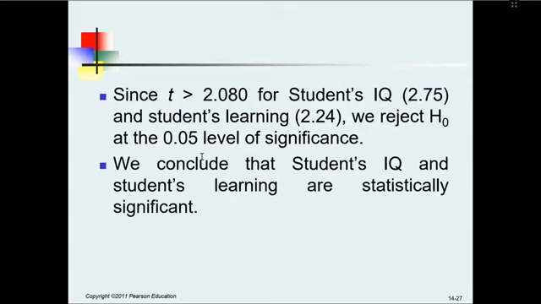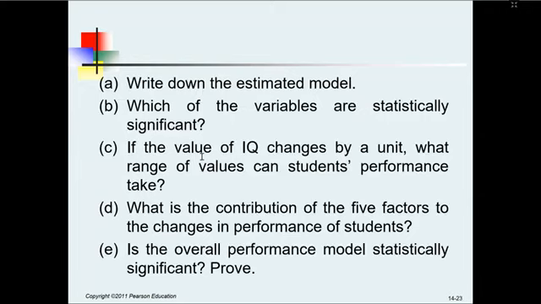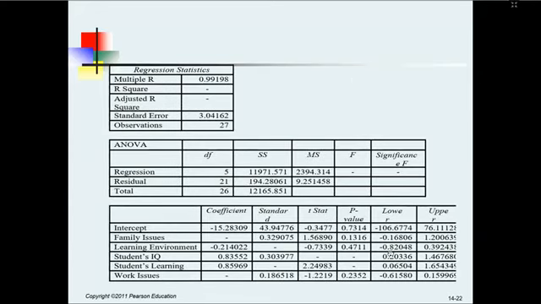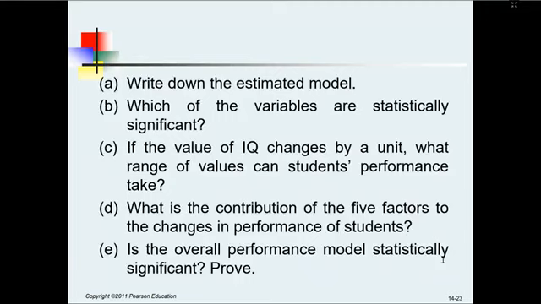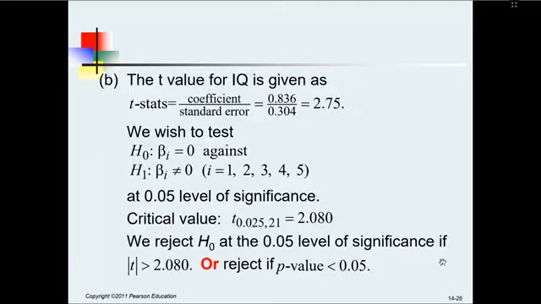So that is the conclusion drawn for this question. It is answered nicely here. Okay, if IQ changes by a unit, what range of values can student performance take? It's only the 95% confidence interval. What's the 95% confidence interval for IQ? Have you seen it? The answer for that question is the 95% confidence interval. The lower limit is this and the upper limit is this. So that's the answer for C. So let's see.